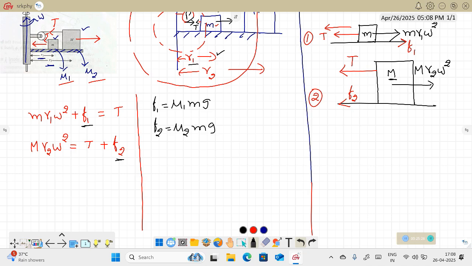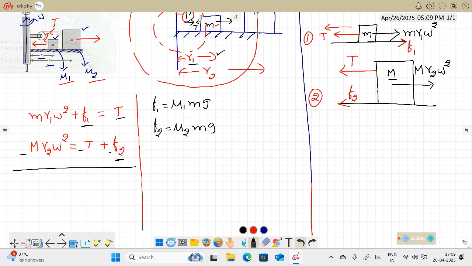Substitute these two values in this equation. To reduce complication, what we do is eliminate the T value, because the tension is the same in both, since we've taken the tension into consideration. So to cancel the tension, we subtract both. From 1 minus 2, this becomes minus, this becomes minus, this becomes minus, and the tension becomes 0.